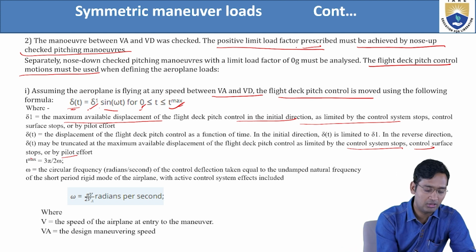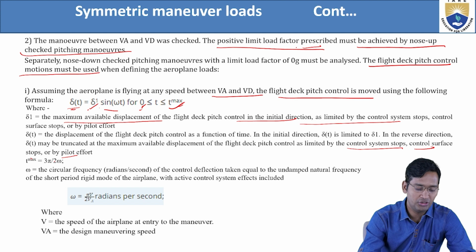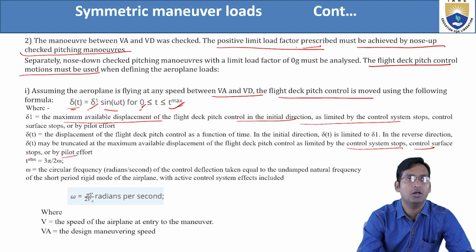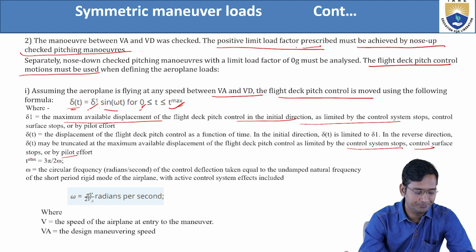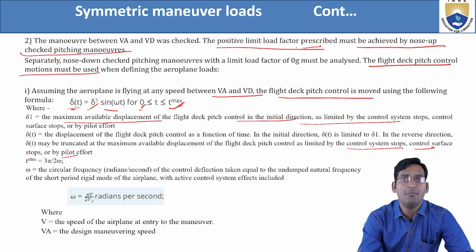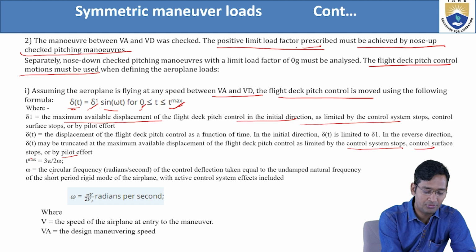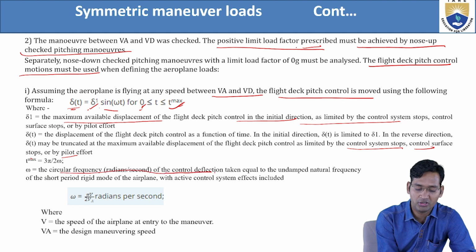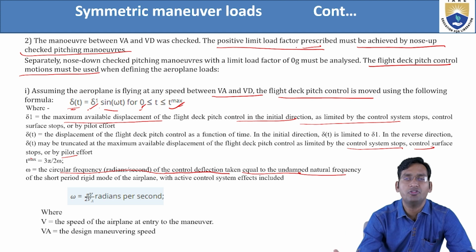From here, T max will be equal to 3 pi by 2 omega. So the maximum T is 3 pi by 2 omega. What is omega here? Omega is the circular frequency, in radians per second, of the control deflection, taken equal to the undamped natural frequency. That frequency should not be damped.